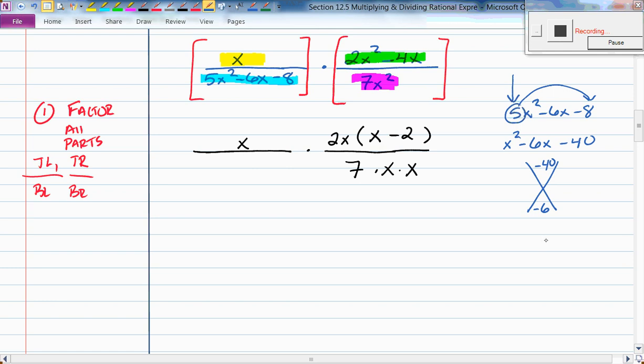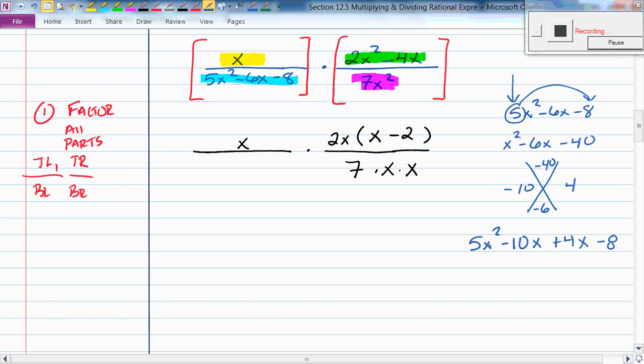40. What are the factors? What if I could do 20 and 2? Can I make a 6 out of a 20 and a 2? No. Give me something else. 40. What makes 10 and 4? Ooh, a 10 and a 4. Can I create a negative 6 somehow from a 10 and a 4? Which one's negative? The 10 has to be negative, right? Because negative 10 and 4 gives me negative 6. Okay, great. Now I can rewrite and split my middle term as 5x squared minus 10x plus 4x minus 8.